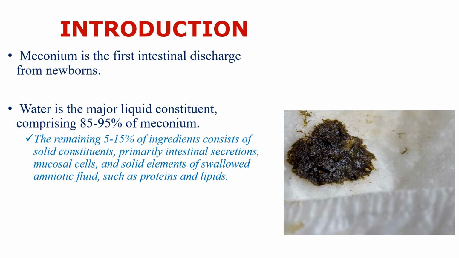Water is a major liquid constituent comprising around 90% of meconium. The remaining 10% consists of solid constituents, primarily intestinal secretions, mucosal cells, and the solid elements of swallowed amniotic fluid such as proteins and lipids. Overall, compared to stool, meconium is sterile.